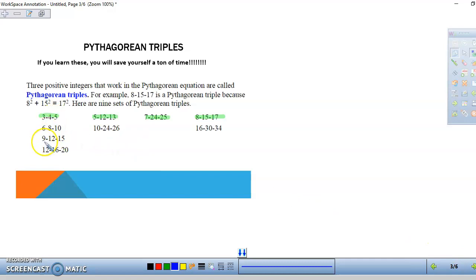3, 4, 5 times 3 is 9, 12, 15. Times 4 is 12, 16, 20. So this list can go on forever. So there is an infinite number of Pythagorean triples.